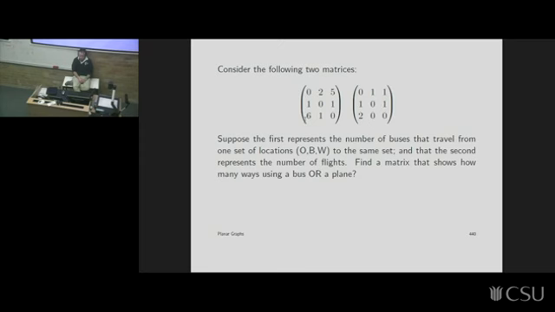Can we work out a matrix which shows the number of ways of going from one location to another, either by a bus or a plane? So one or the other. The answer is yes, you can do it. How do you do it? Just add the matrices together, each grid entry together. So all you have to do really corresponds to adding the matrices together.